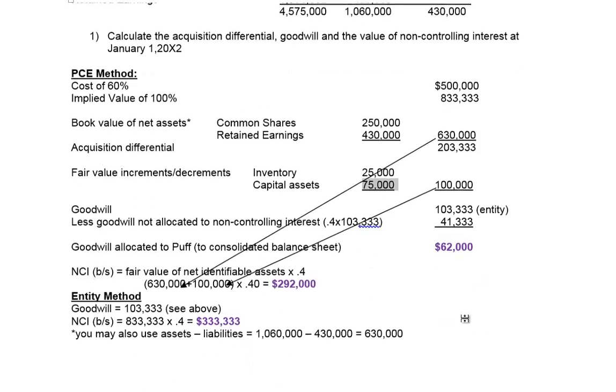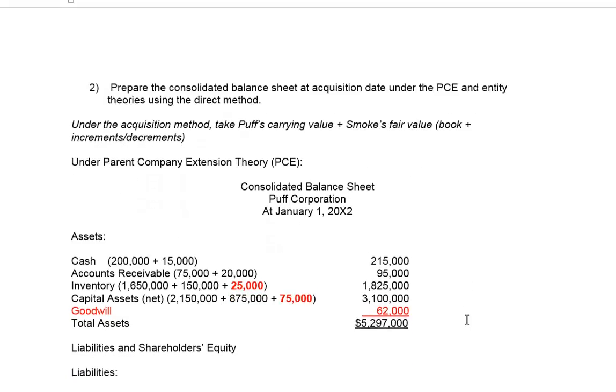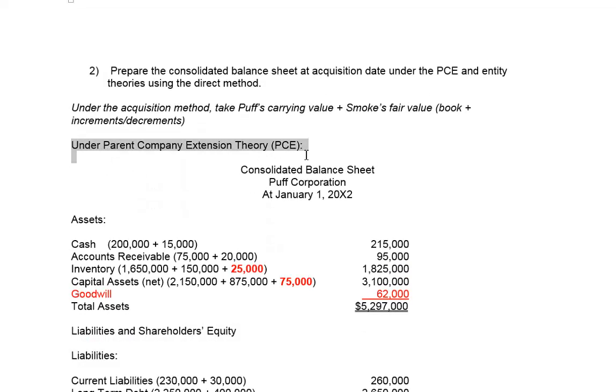So with that in mind, under the parent company extension theory, if we were preparing the consolidated balance sheet at January 1 X2, after they became related, under the direct method, so I use the direct method here, that's the method that your text uses.